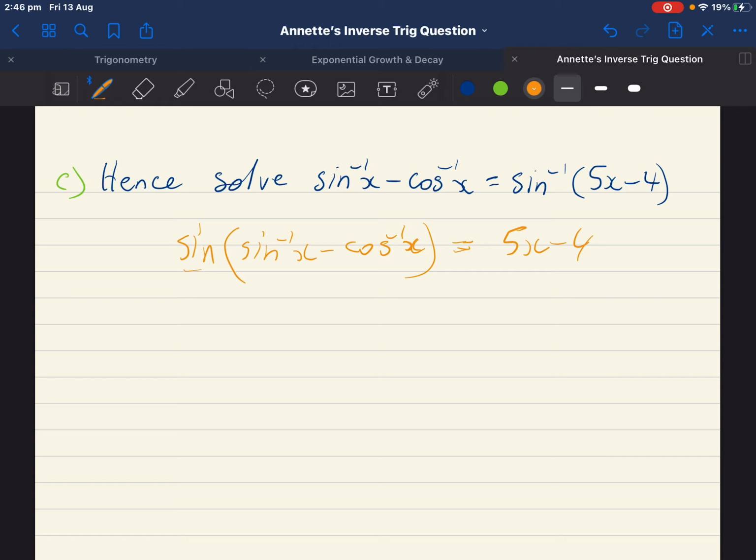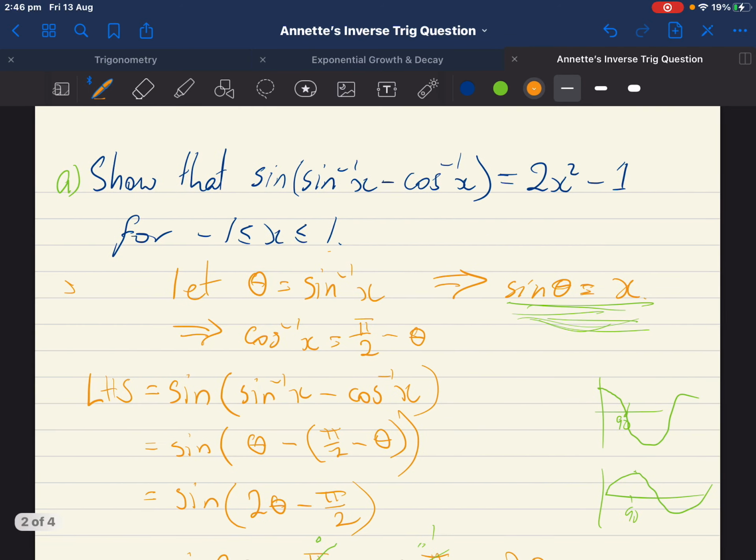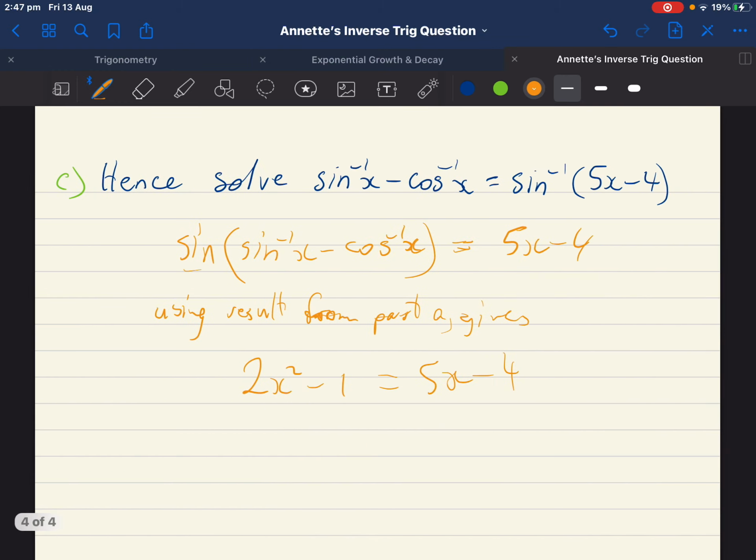Okay, so I've taken the sine to the other side. And now using results from part A gives, well, this whole thing was just 2x squared minus 1, right? And now you've got yourself a stock standard quadratic equation with the one proviso that the whole result from part A was subject to that domain, right? So our x values have to be between minus 1 and 1. So you know how to solve your quadratic equations.